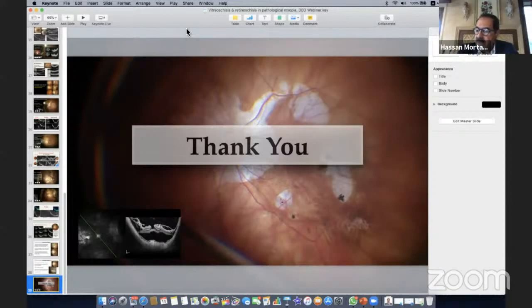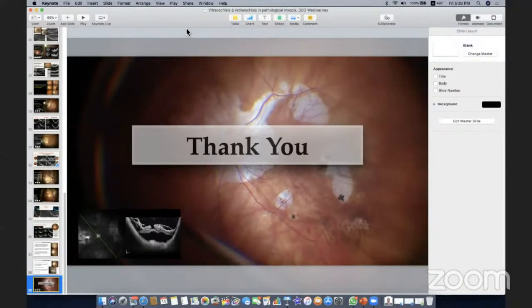But this doesn't mean that the contact lens is a bad technique. In some hands, it may be the best technique. So you can use the non-contact or the contact lenses. Okay, sir. Thank you so much.